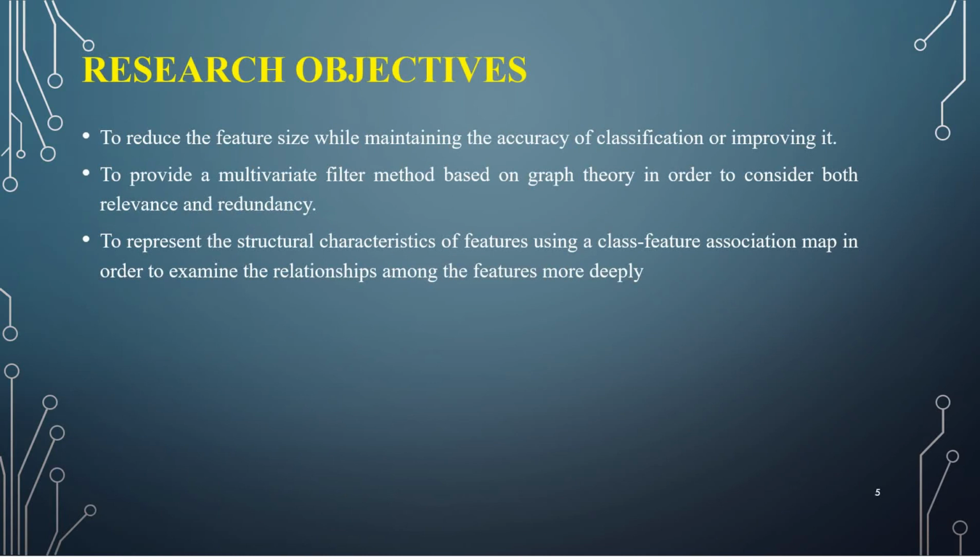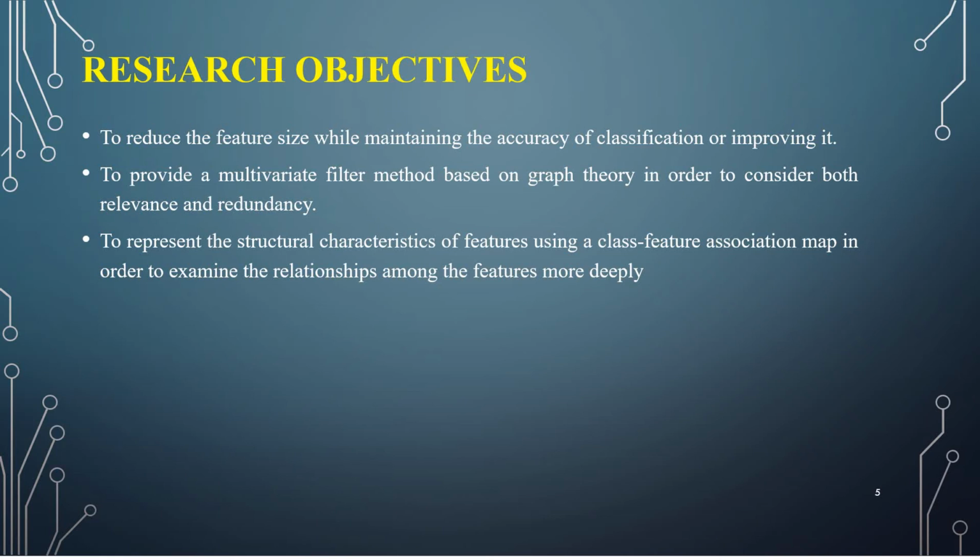Our first goal in this study is to reduce the number of features while maintaining or improving classification accuracy. Besides, we want to propose a multivariate filter method. The filter methods are divided into two approaches. Univariate approaches don't consider the relationships among the features, so they can't detect redundant features. However, multivariate filter methods analyze the relevance of the features jointly rather than individually. So they can find redundant and irrelevant features simultaneously.